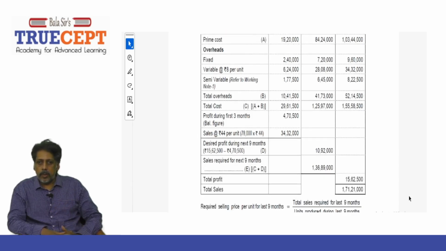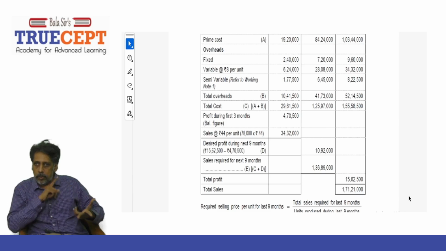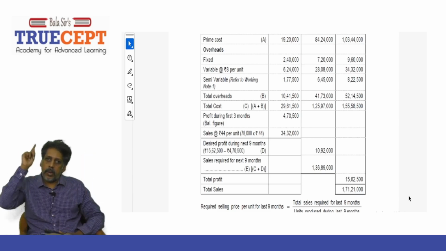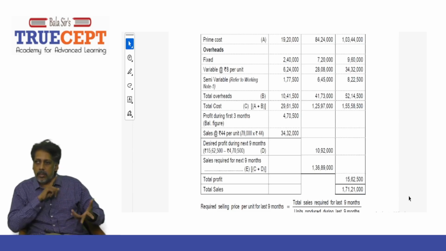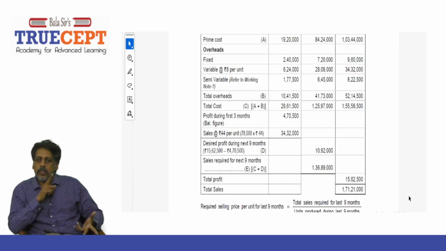First, fixed overheads. Very simple. We know we are paying 9 lakh 60,000 factory rent for the whole year, right? For 12 months. So what will be the rent for 3 months? 9 lakh 60,000 into 3 by 12, how much? 2 lakh 40,000. And that into 9 by 12, 7 lakh 20,000. The next is variable at 8 rupees per unit. That into 78,000 units, 6 lakh 24,000. Rupees 8 into 3 lakh and 51,000 units, 28 lakh 8,000. And total 34 lakh 32,000.